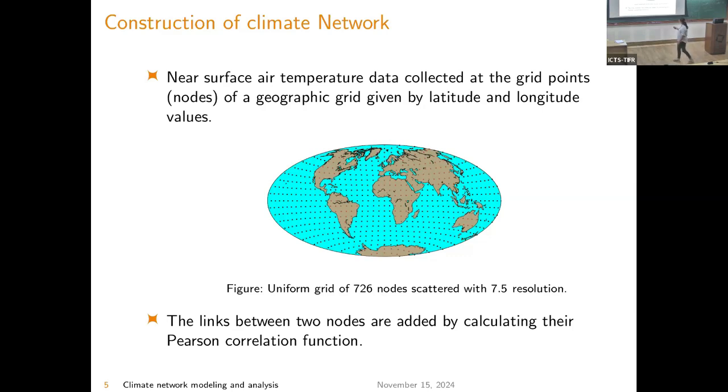So we want to construct a grid. Depending on the phenomenon you're going to study, you decide the resolution. For example, for a cyclone, which is slightly localized, you need a finer grid. But for El Nino, you don't need a much finer grid. So for this, we have chosen a 7.5 degree resolution for the El Nino grid. And you want to construct a uniform grid.